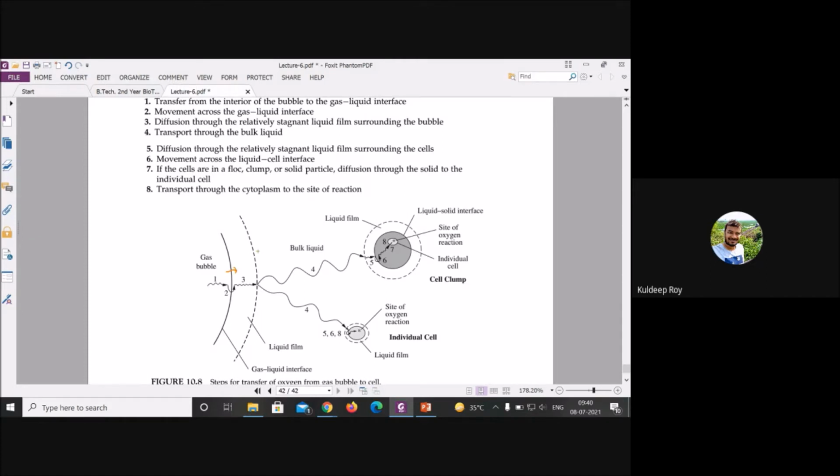But again there is one more barrier, which is called the liquid film. Your bubble will be surrounded by the liquid film. Then it will cross through this particular resistance. This is called the movement across the gas liquid interface. Then diffusion through the relatively stagnant liquid film surrounding the bubble. He has mentioned 2-3 words. One is diffusion. Why is he talking about diffusion here, and stagnant liquid film, second, and surrounding the bubble.